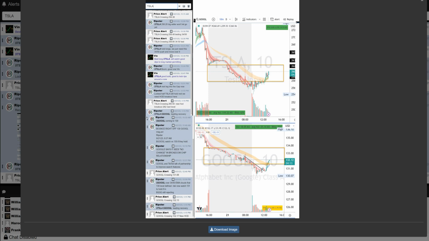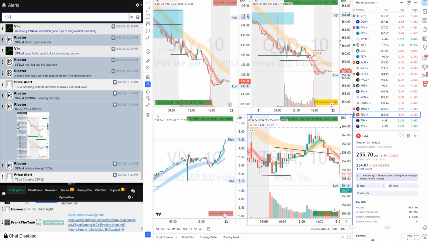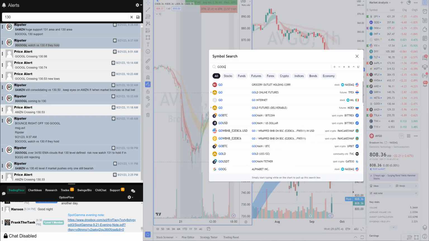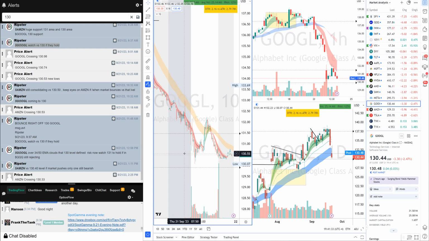And similarly with Google, I was on the voice talking about the Google trade. 130 was key. I was talking about Google levels. Here you see, Google, watch the 130 level to hold. Where did Google bounce from? The 130 level. That's where it bounced.